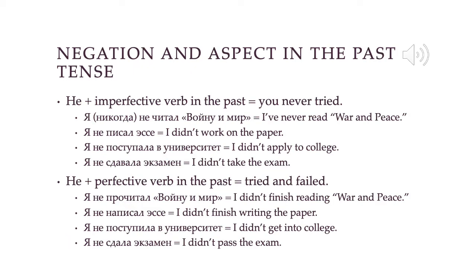Finally, let's talk about negation and aspect in the past tense. If you use не plus an imperfective verb, if you negate an imperfective verb, it means you never tried. And so you could say, я никогда не читал «Войну и мир». I've never read War and Peace. If you use никогда plus a past tense verb, you're normally going to use an imperfective because you never did something, you never even attempted it.